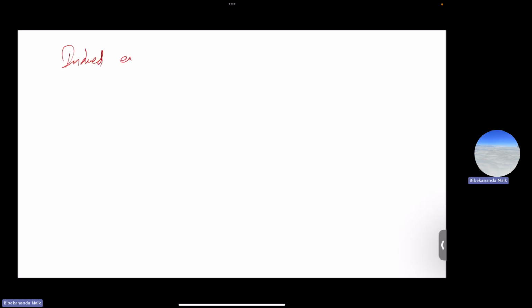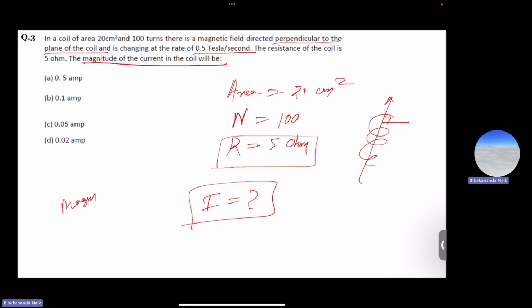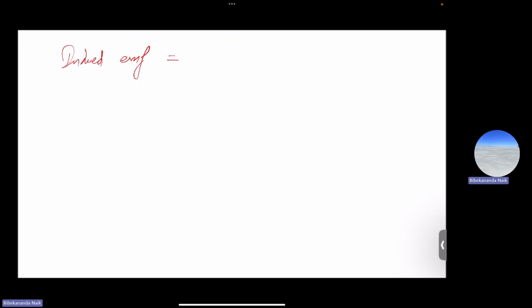So what is the induced EMF? Since here it is the magnitude of current we need to find out, we will take the positive value. So the induced EMF, we will take only the positive value, which is N d phi by dt. What is phi? Phi is flux, isn't it?